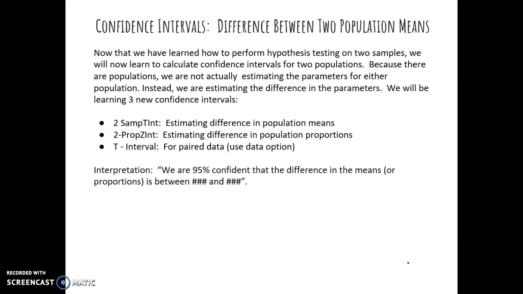So for the interpretation, instead of saying we are 95% confident that the mean falls between these two numbers, we're going to say we're 95% confident that the difference in the means or the difference in the proportions is between, and then give the two numbers.